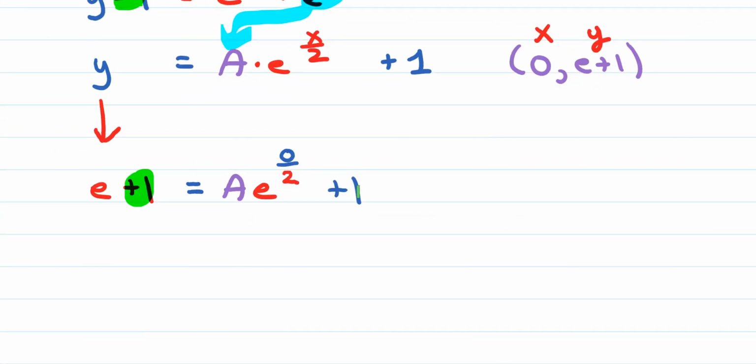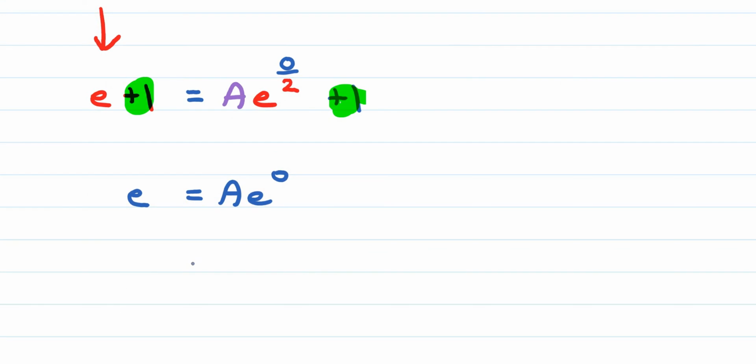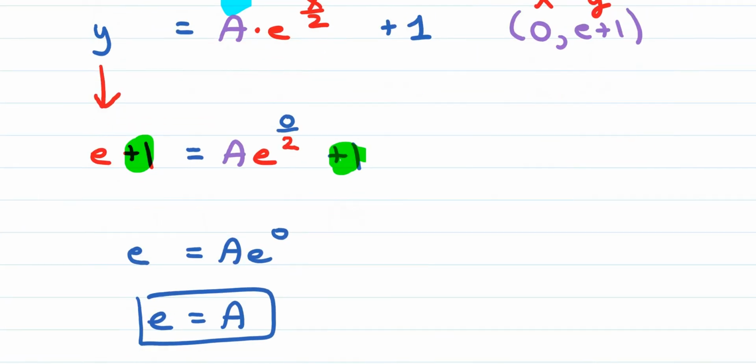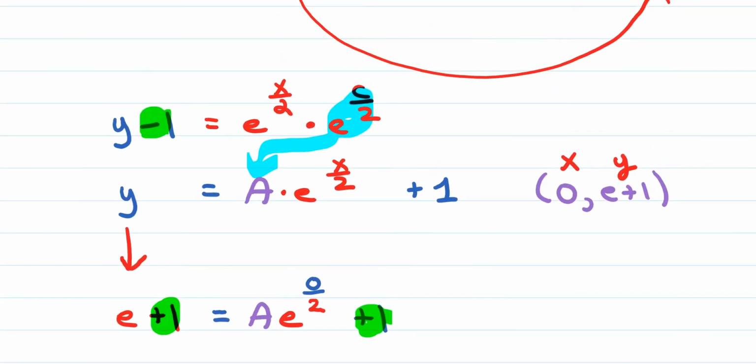I see that the 1's actually just cancel off, and now I have e equals a times e to the power 0. And e to the power 0 is just 1. So now I have e equals a. Okay, we're almost done now. Just a few extra steps to finish off the problem. I have a equals e, and it's probably best to go over here now.